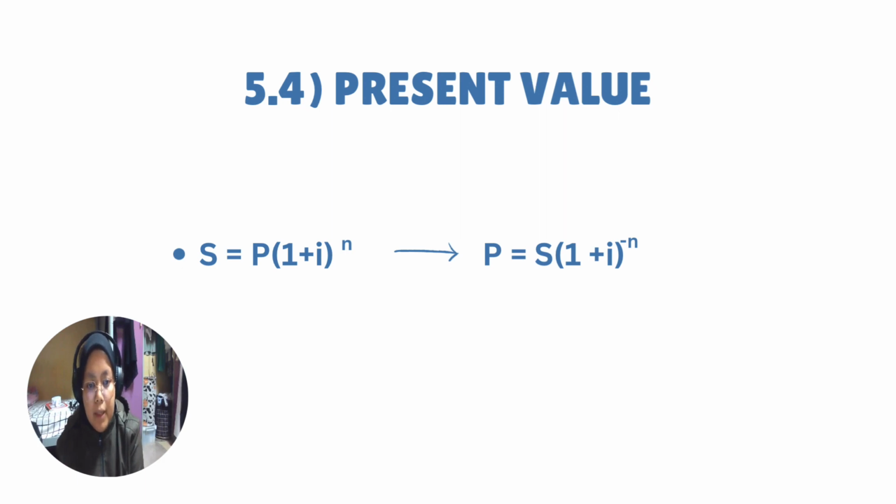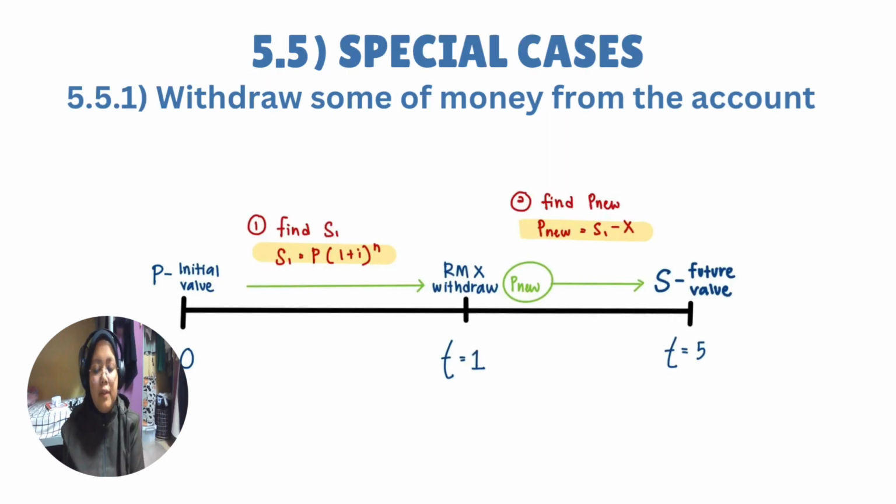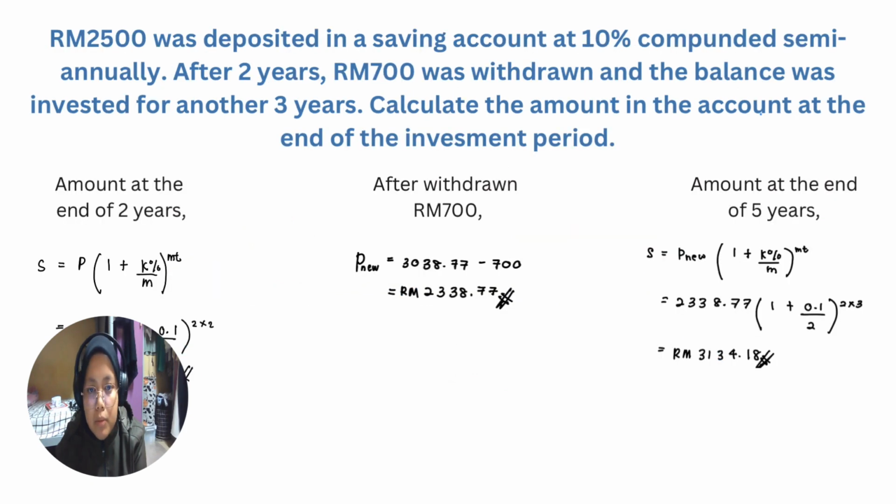And 5.5 is very interesting because we have three different cases for this topic. The first one is if you want to withdraw a sum of money from your account. For example, the question is RM2,500 was deposited in a savings account at 10% compounded semi-annually. After 2 years, 700 was withdrawn and the balance was invested for another 3 years. Calculate the amount in the account at the end of the investment period.